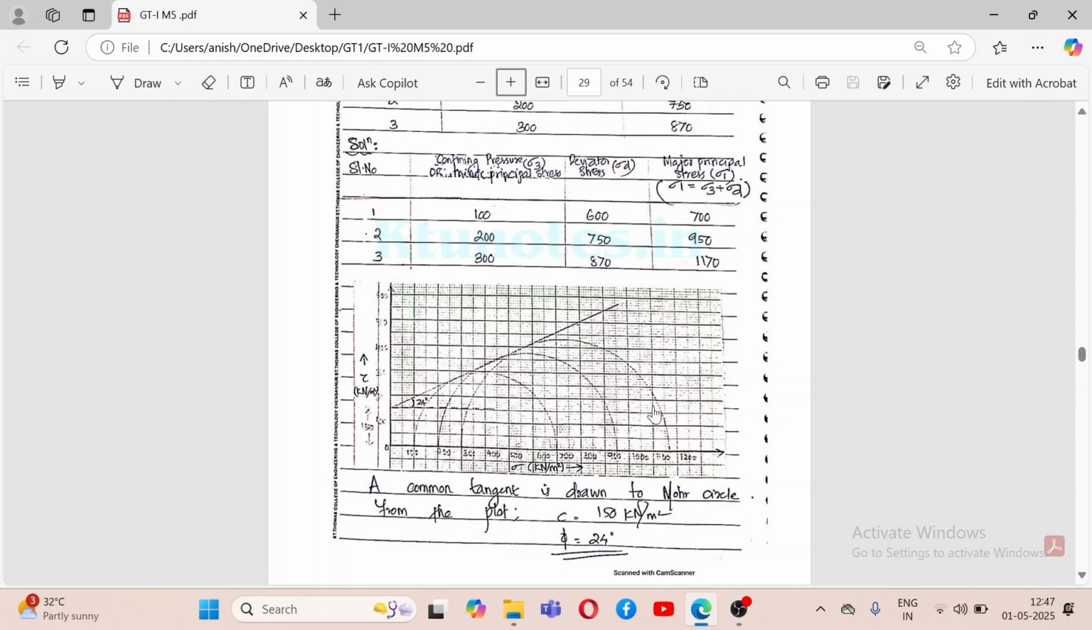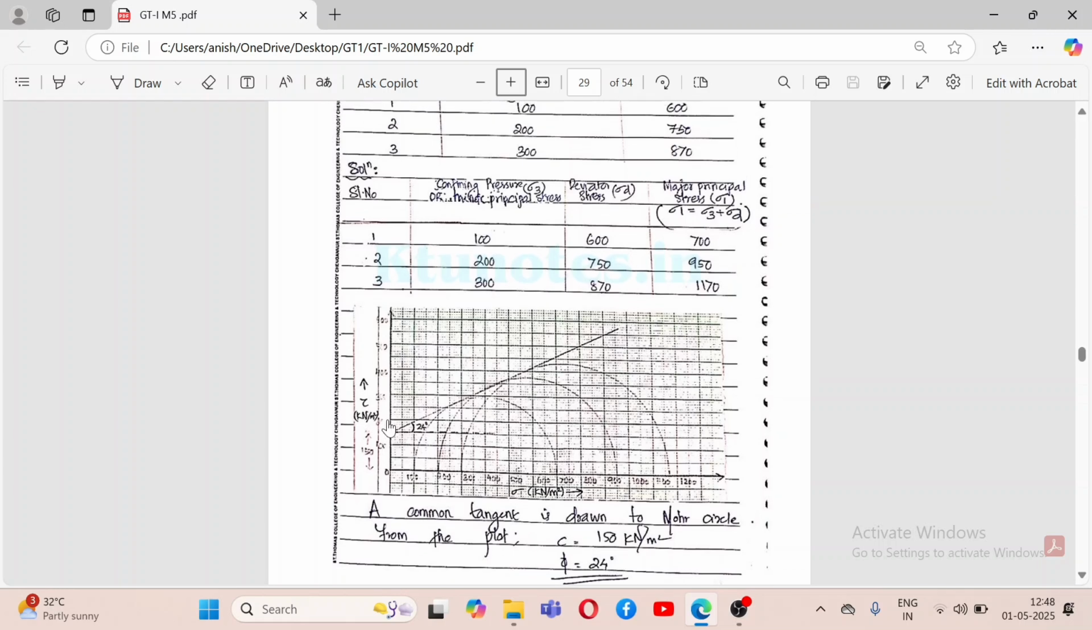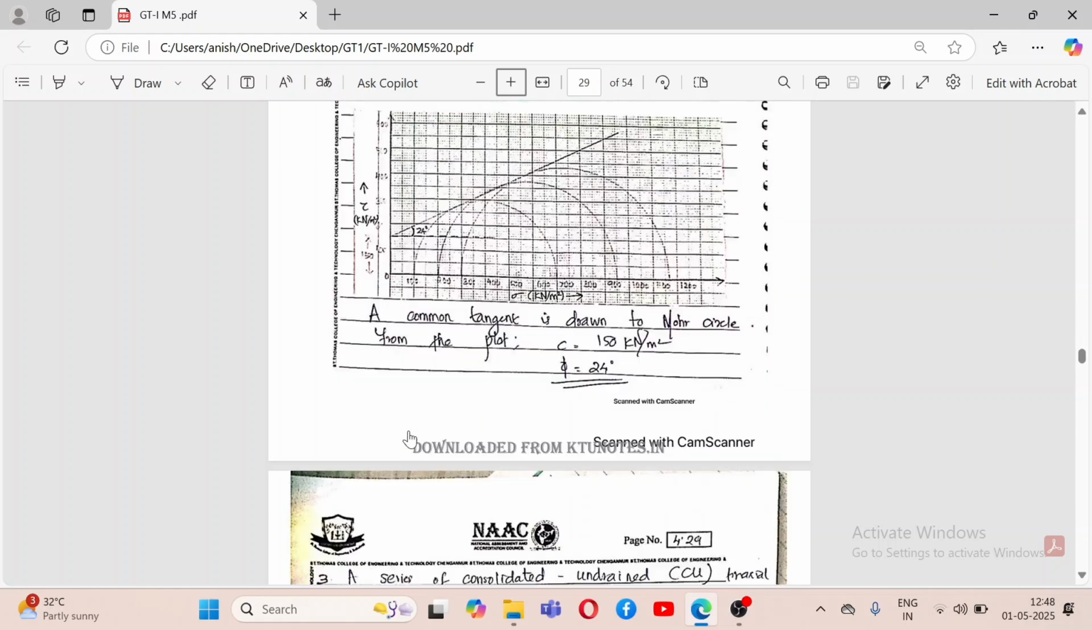After getting these 3 circles, you draw a tangent corresponding to the axis, this axis. So you get an angle here, that is phi. Then we have to find the cohesion intercept like in the previous question. It is from 0 to the value where it intercepts here. It is 150 kilonewton per meter square.